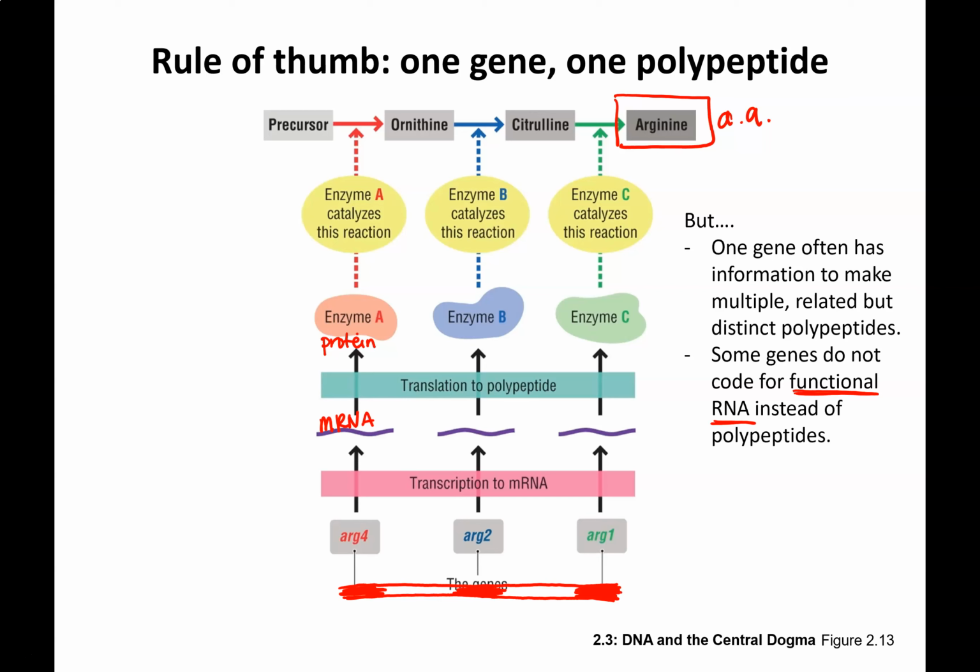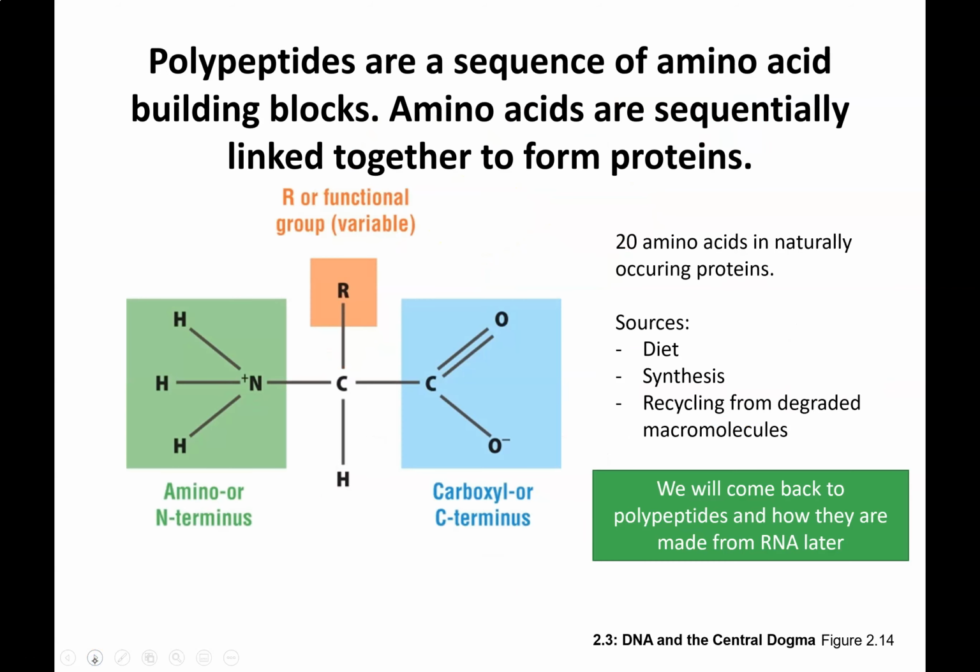You would still have a gene coding a particular functional RNA rather than a protein. So in general, genes are going to produce polypeptides. 1 gene, 1 polypeptide, but there are some important caveats to that. So let's talk about what a polypeptide actually is. So we are going to use our messenger RNA, and it is going to be read by special large proteins in the cell called ribosomes to make a polypeptide.